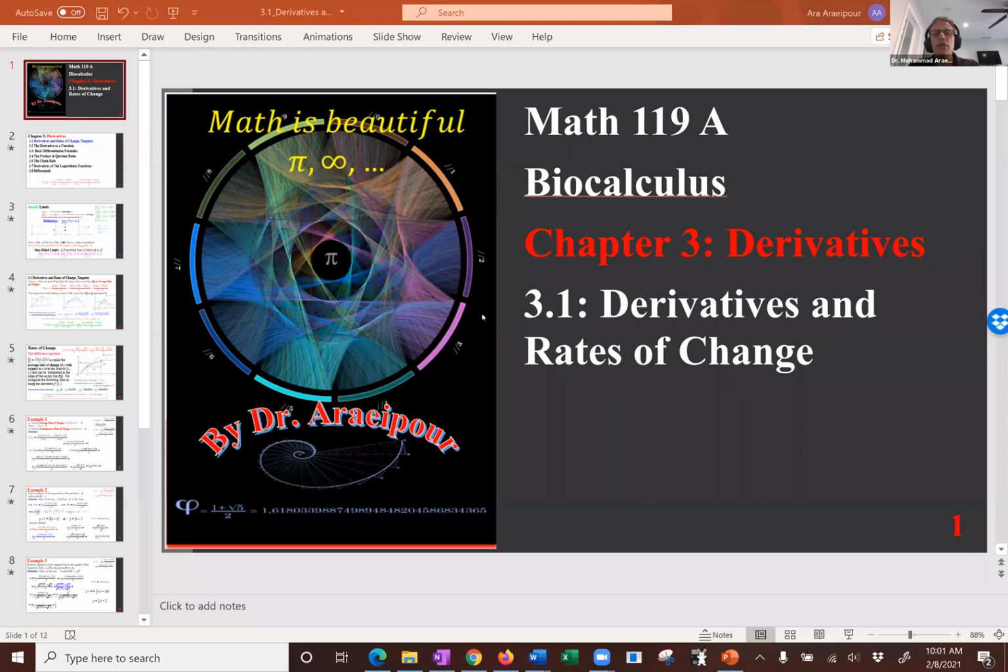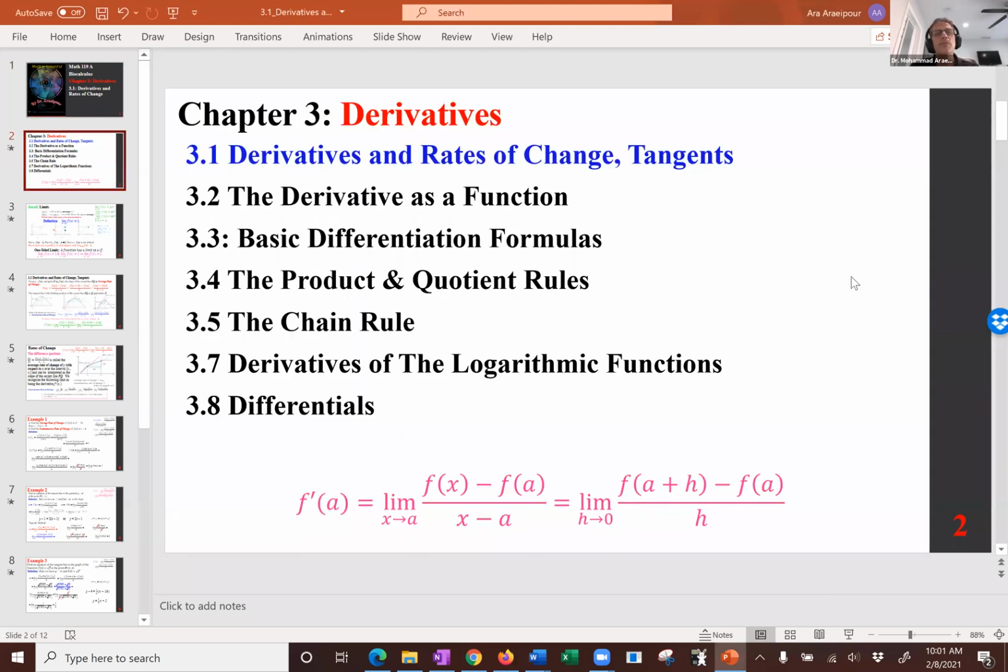Good morning, class. We are looking at section 3.1, derivatives and rates of change. In this chapter, we will look at derivatives and rates of change, the derivative as a function, basic differentiation formulas, the product and quotient rules, the chain rule, derivatives of the log functions, and differentials.